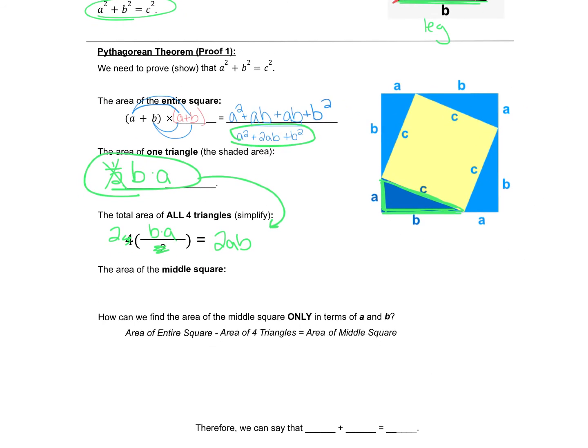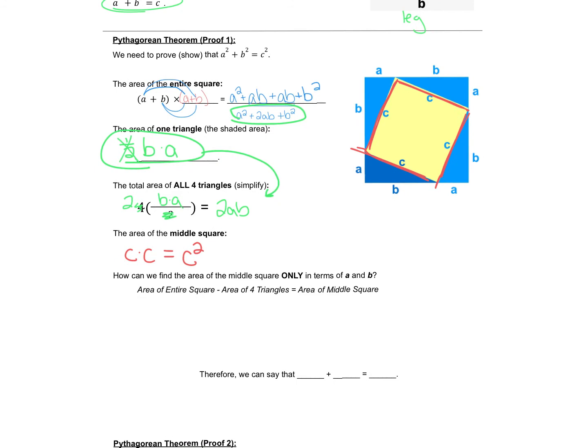Okay. Then we're going to talk about the area of the middle square. So let's switch it up. We're looking at this middle square. Okay, so this yellow square has all of the side lengths c. And if I want to find the area of a square, it was base times height. Well, the base of it is c, and the height of it is c. Well, if I have c times c, that's the same thing as c to the second power, or c squared.